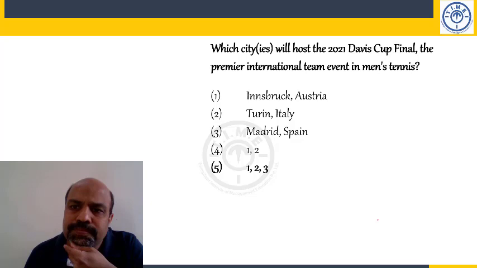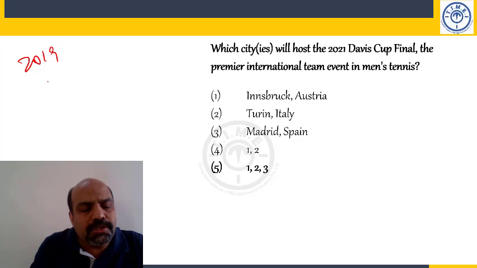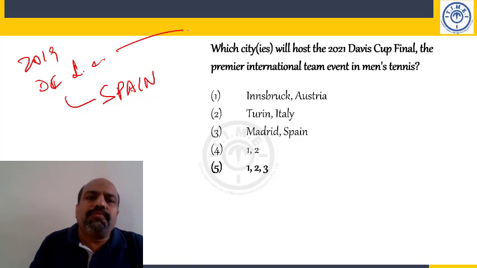That's about it. So, who is the defending champion in Davis Cup? You could write: 2019 Davis Cup defending champion, Spain. You can write one more thing: Davis Cup maximum titles.